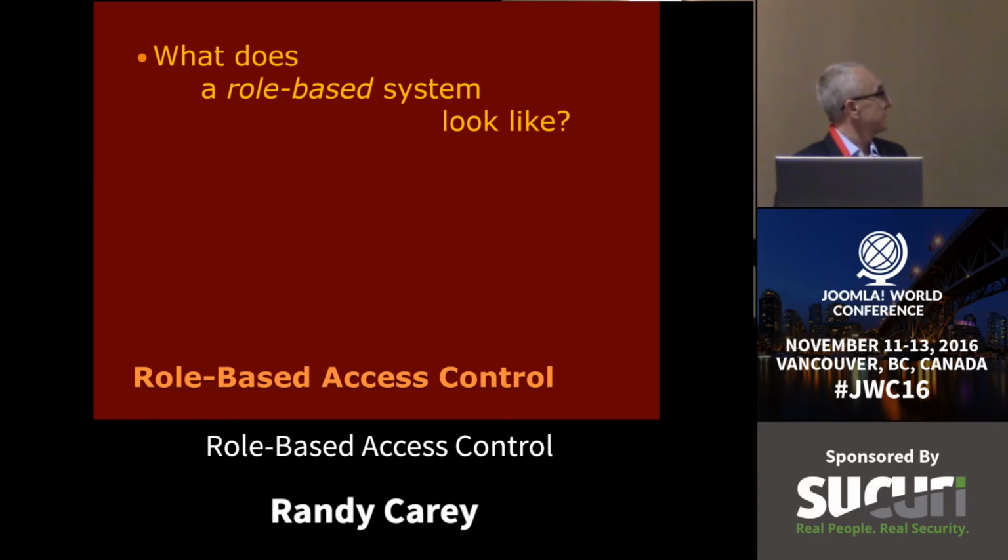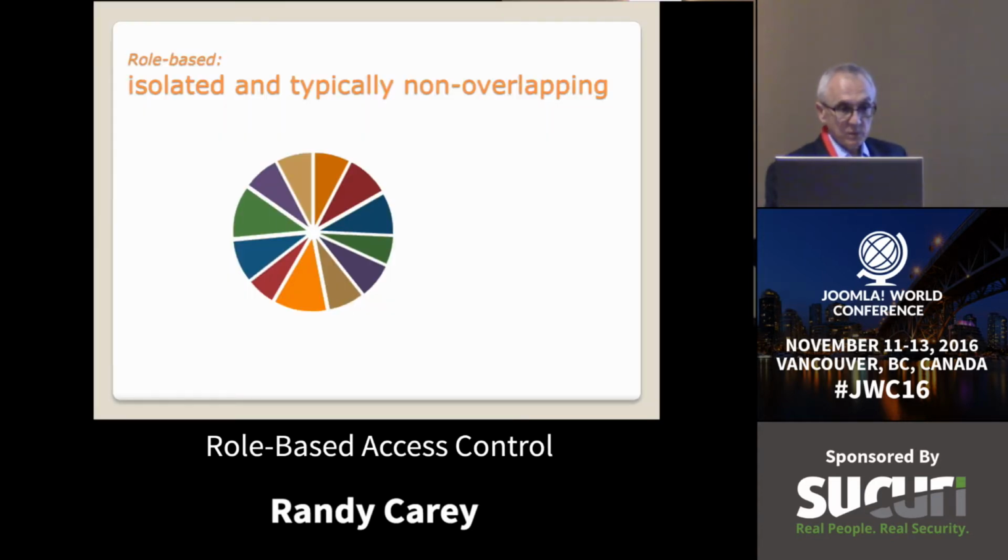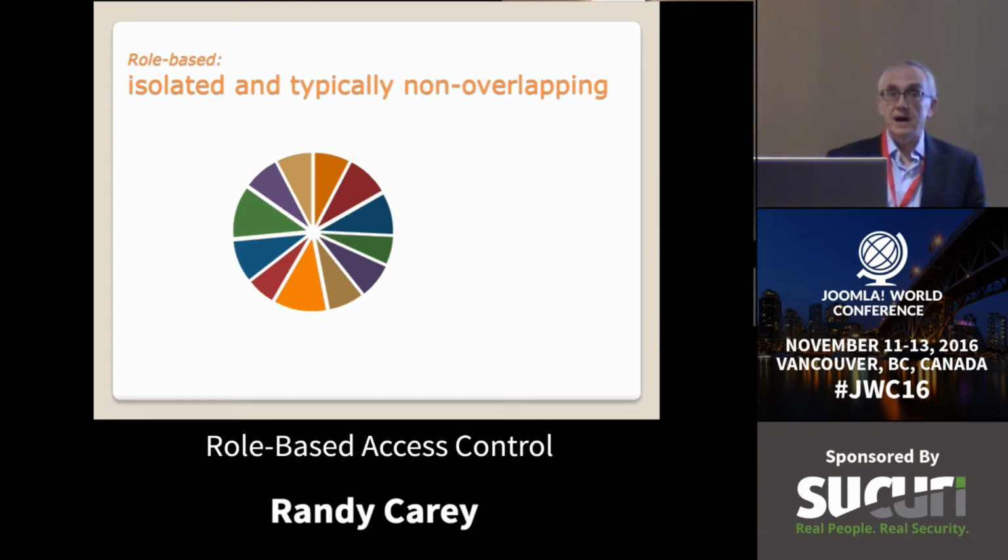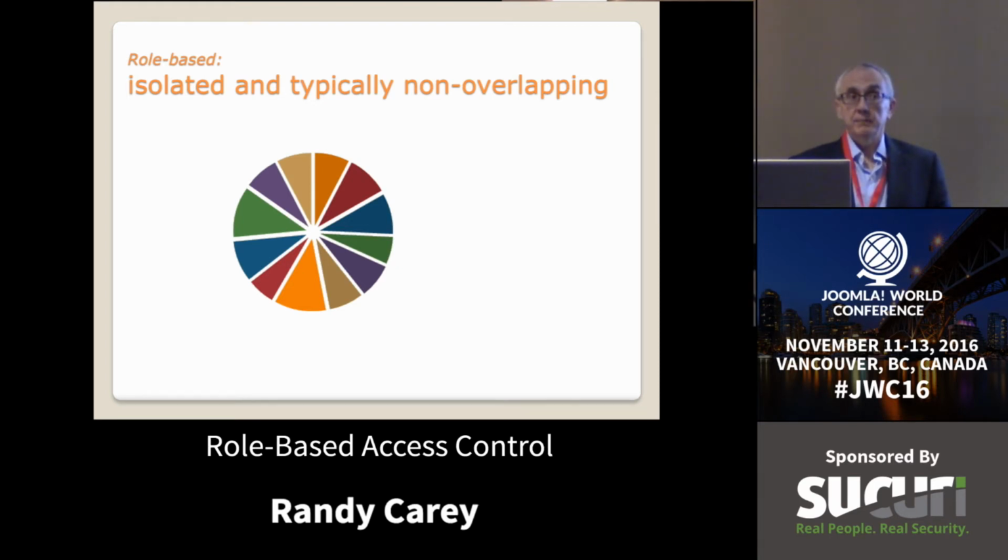So what does a role-based system look like? Well, first, the roles are isolated and typically non-overlapping. If you're going to give someone permission to, let's say, manage the inventory on your eShop, there's probably only one role that's going to do that. We don't want to overlap and have several different roles managing that. That's not a problem because you can have people assigned to multiple roles, but usually one role is going to be the one that assigns anyone permission.